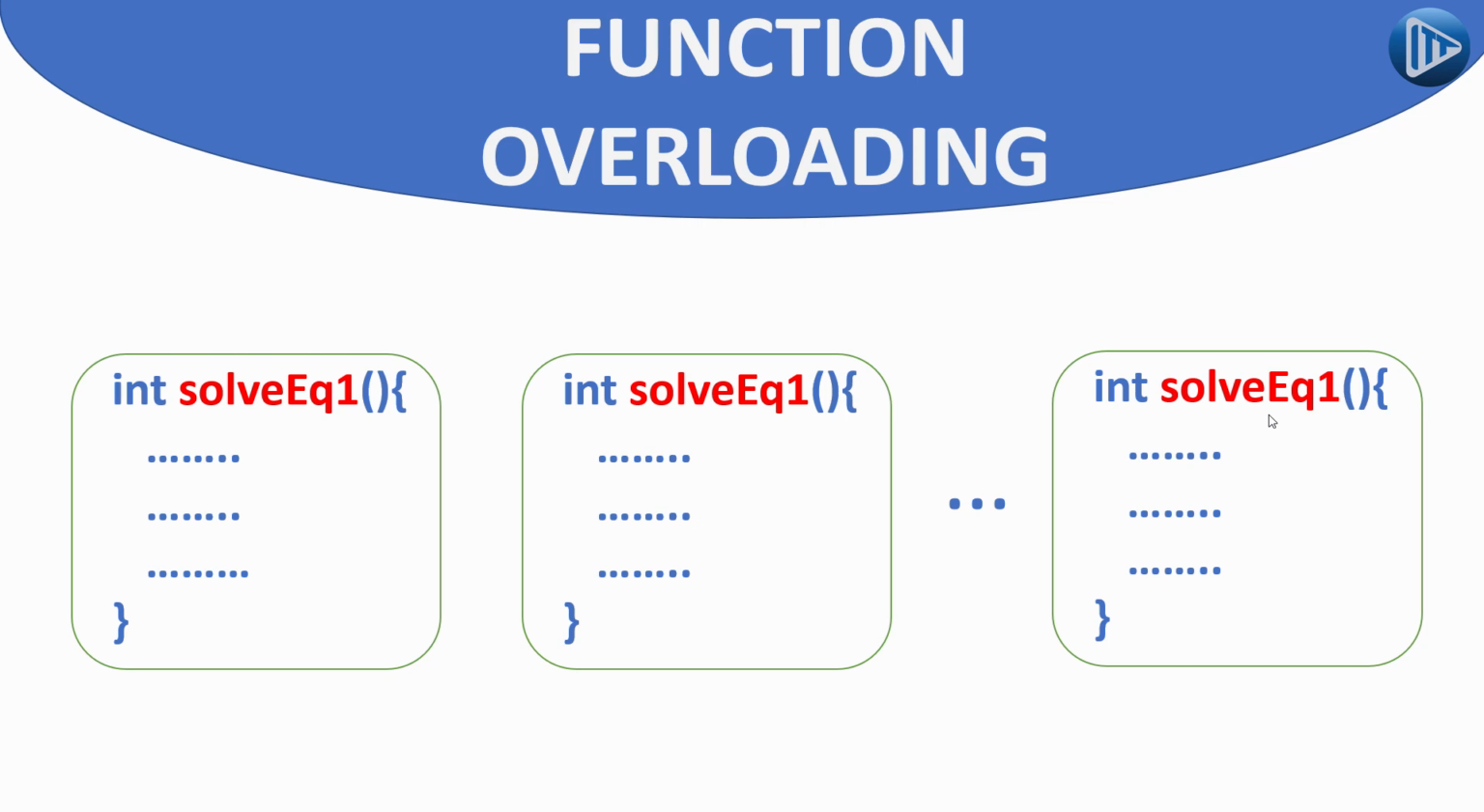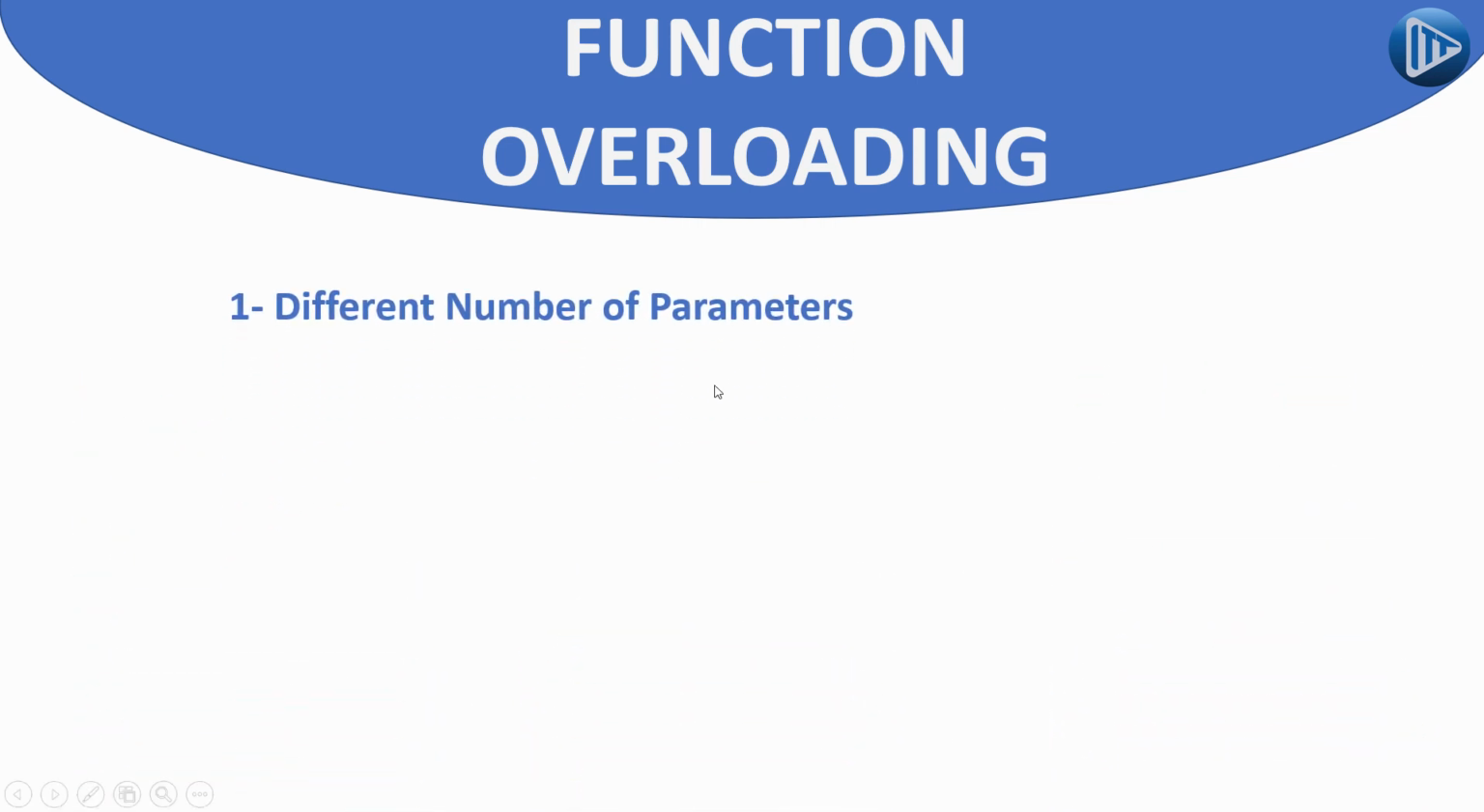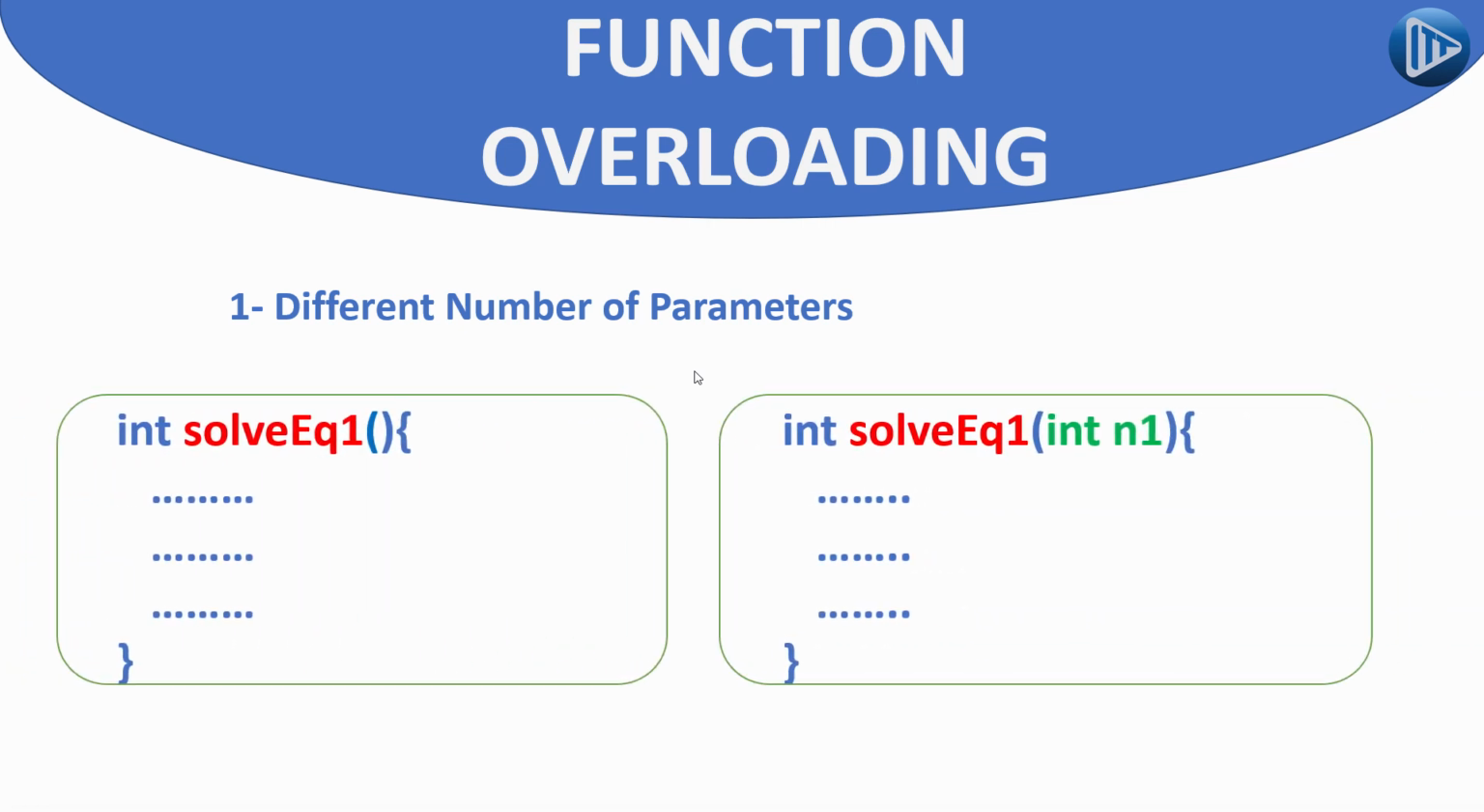So, how can we use overloading? Well, there are several ways to do that. The first way is by having different numbers of parameters in each function. Like for example, we can create our first function over here, which is called solve equation 1 without any parameter. So it has 0 parameters. And the second one can have 1 parameter. So the number of parameters in these two functions is different. Or maybe we can have the first function only have 1 parameter, but the second function can have 2 parameters. So this is the first way that we can use overloading to create multiple functions with the same name.